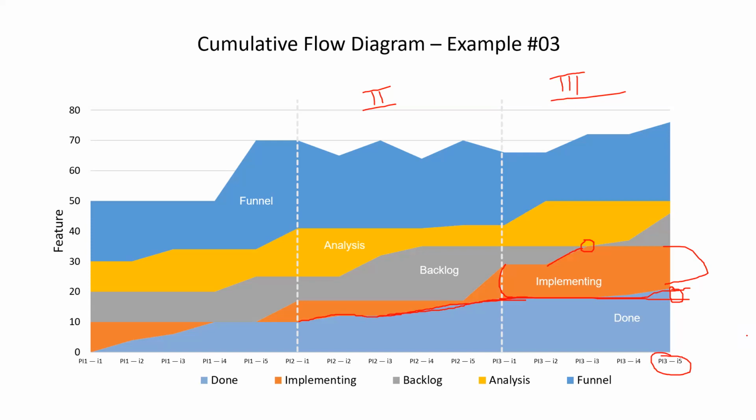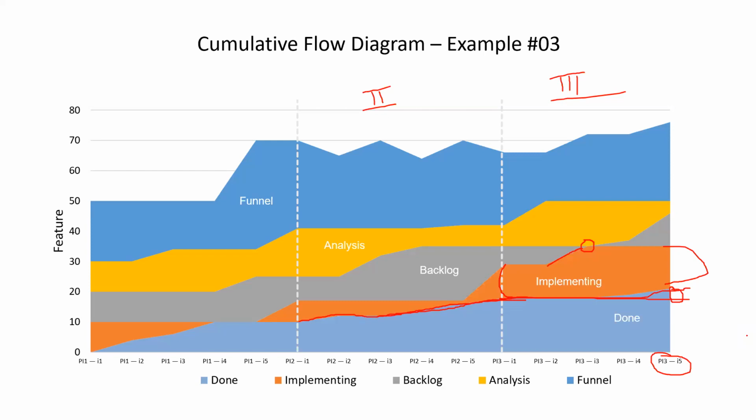We need to start analyzing the story, or we need to add more stories in the analysis. Yes, the team needs to start pulling the items from funnel to analysis stage and start making progress there. And the next step is the team needs to figure out why so many items are in implementing. What should be done?